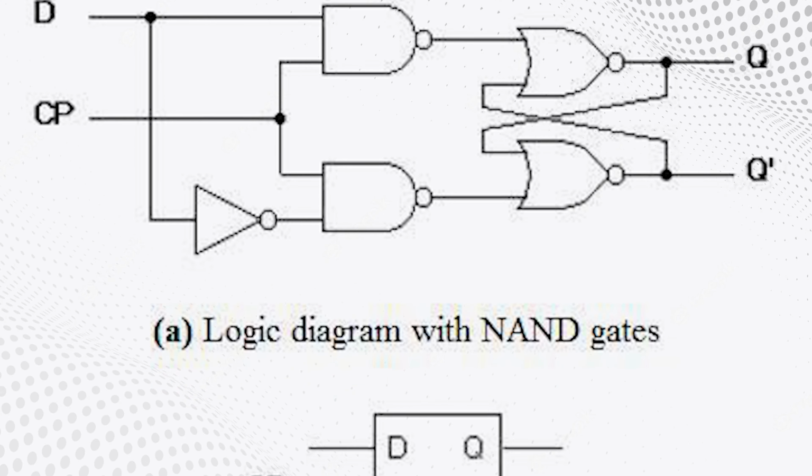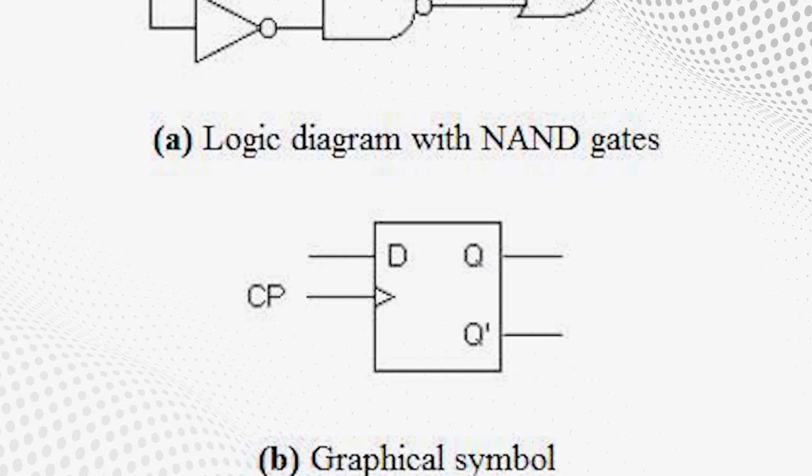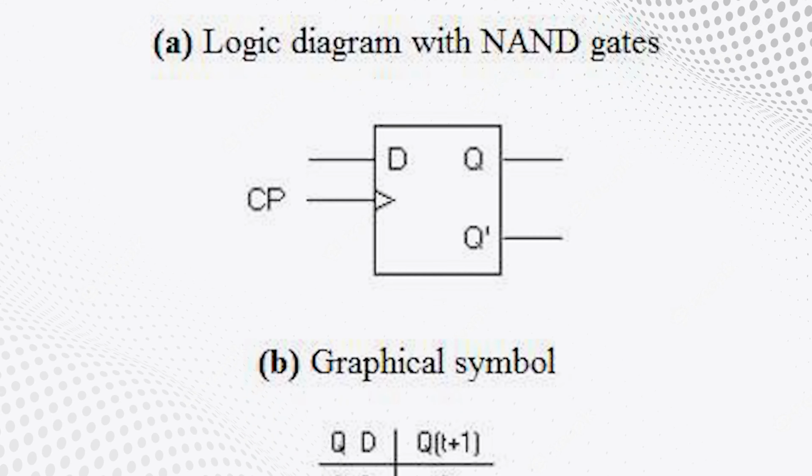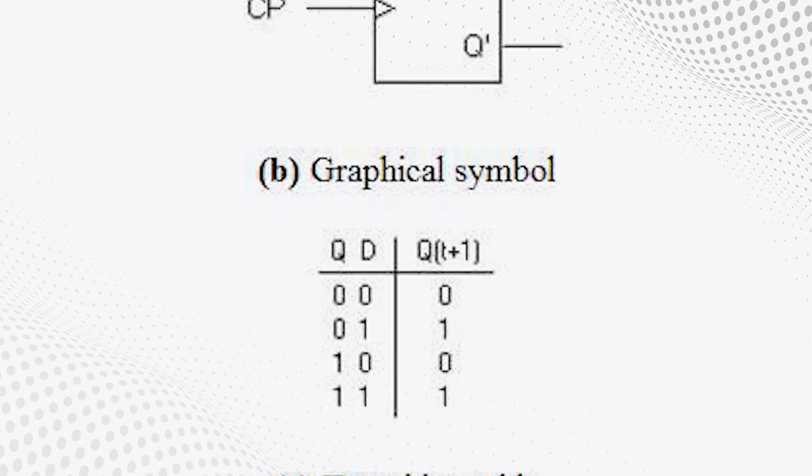Race condition is a problem faced with NAND and NOR RS flip-flops. This drawback is avoided in D flip-flops and JK flip-flops. D flip-flop is constructed with only one input and hence race condition is avoided in D flip-flops. The D flip-flop is disabled when the input is low and it is enabled when the input is high.